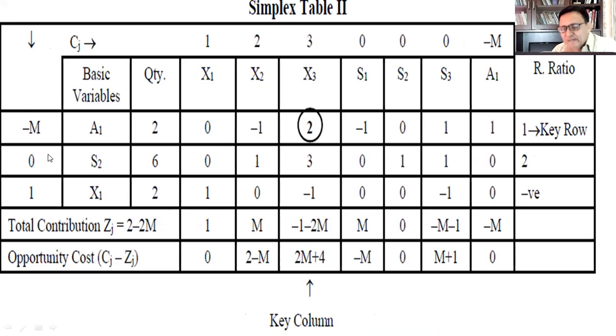Similarly, following the same procedure, we will find the row of S2 also. So in the new table, you have A1, S2, and X1, and the solution values have become 2, 6, and 2. So again, we will do the same thing. You will find the Zj values first.